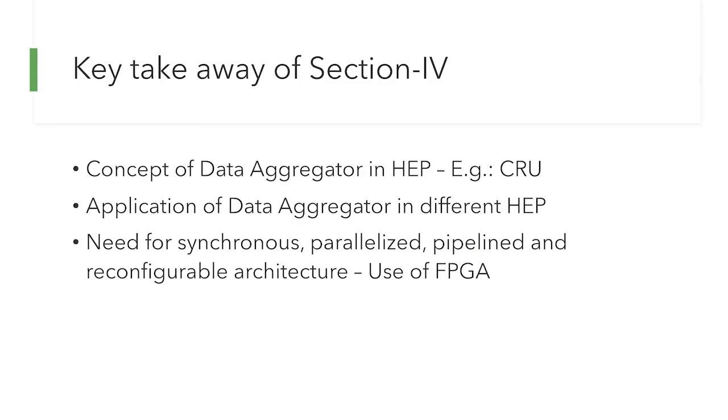So the key takeaway of this section 4 is the data aggregator in high-energy physics. How the concept of data aggregator is used in high-energy physics, for example in the CRU. Application of data aggregator in different high-energy physics. And the need for a synchronous, parallelized, pipelined, and reconfigurable architecture, which is called FPGA. And I forgot to mention the full form of FPGA: field programmable gate array. And remember, the word field is used here not because of magnetic field, because it is in actual field. That's why it is called field programmable gate array.